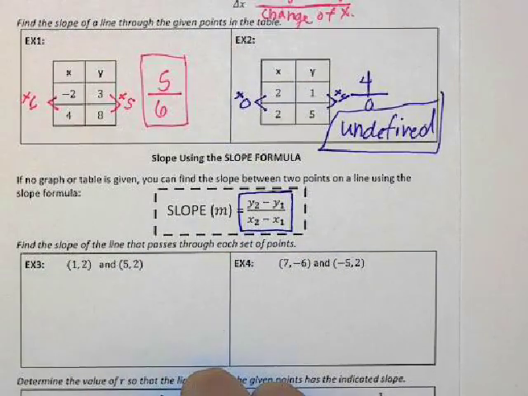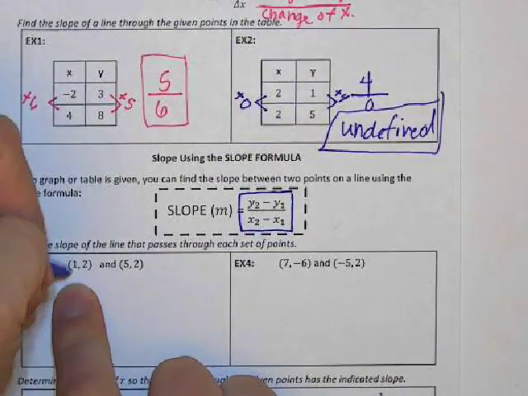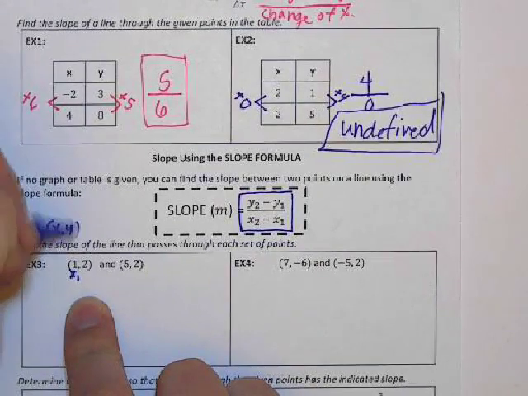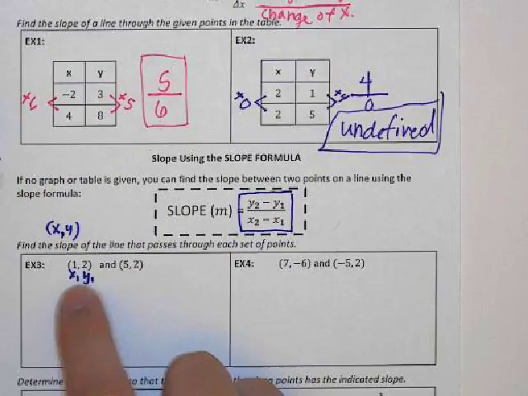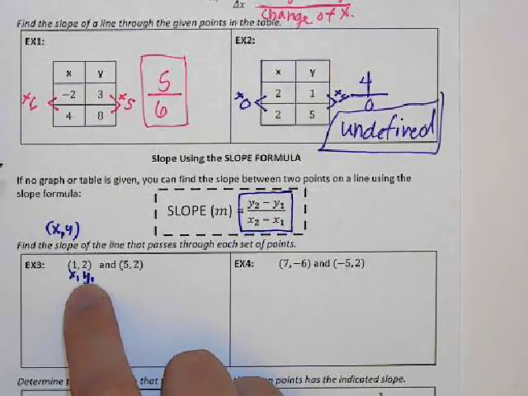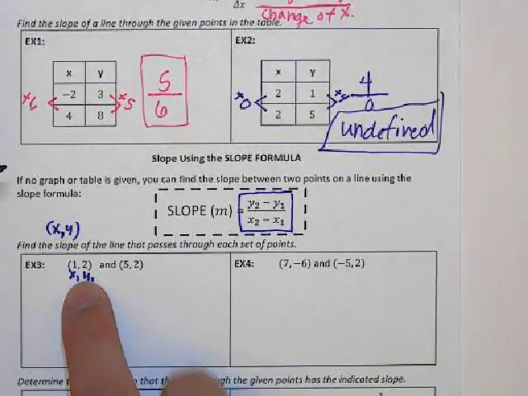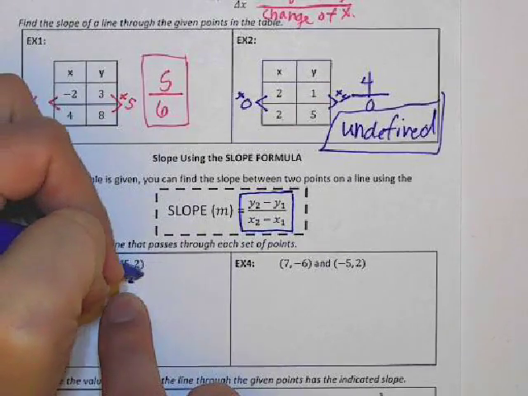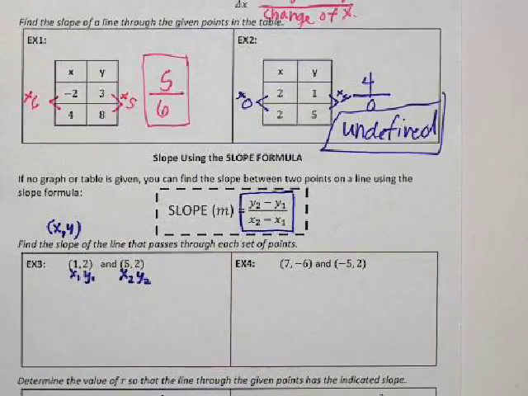So before I plug them in, I'm going to label. This is x1, remember, because it's x comma y. x1, y1. Now, where am I getting these ones from? It's the first set of points. So that's my first x and my first y. Then the second point is going to be x2, y2. My second x, my second y. And I'm going to plug them in exactly how it looks.